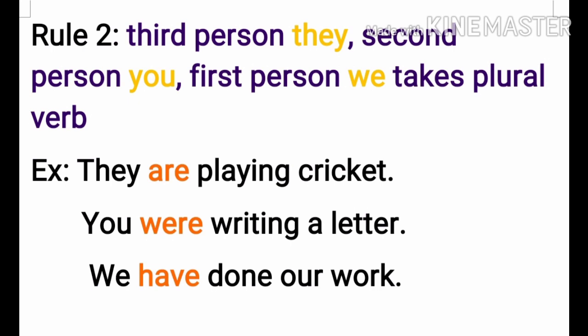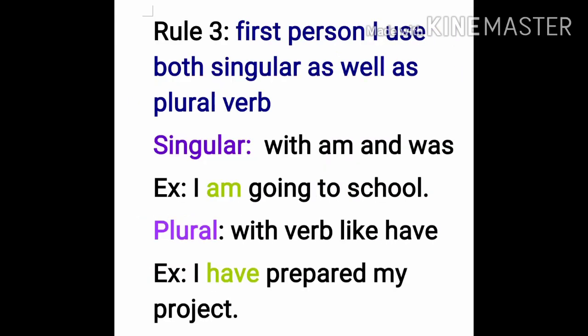Rule 3 says first person I uses both singular as well as plural verbs. I will take both plural as well as singular depending on the situation. Singular with am and was. When we are using I with am and was, at that time it will take a singular verb. Plural with verbs like have. When we are using I with have, which is a plural verb, at that time I will go with a plural verb. I can go with both singular as well as plural.